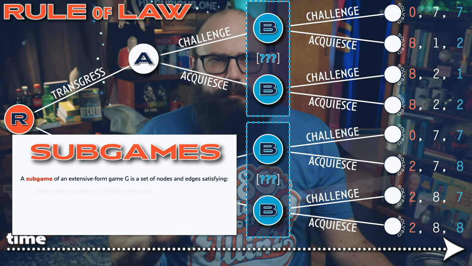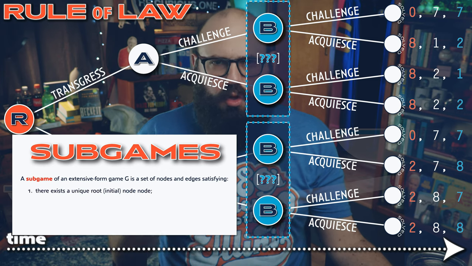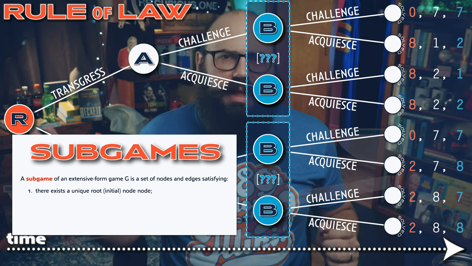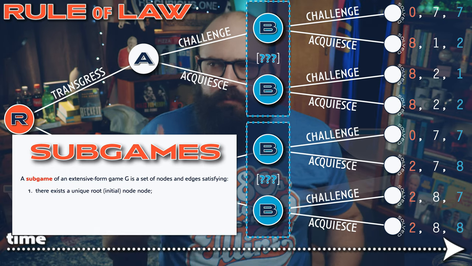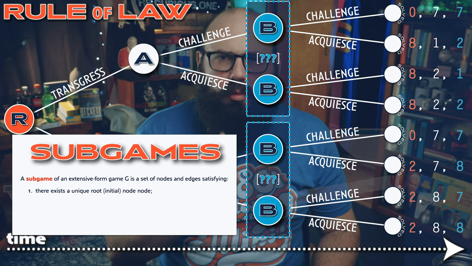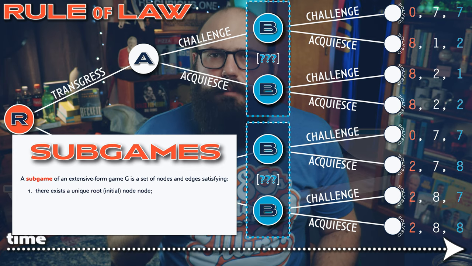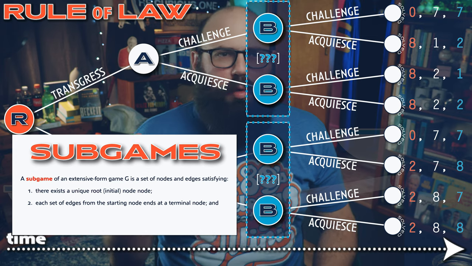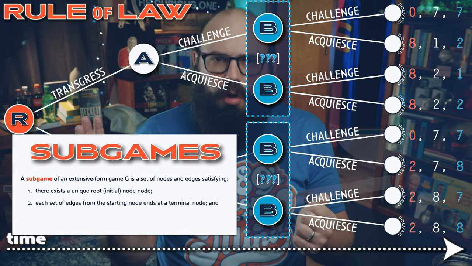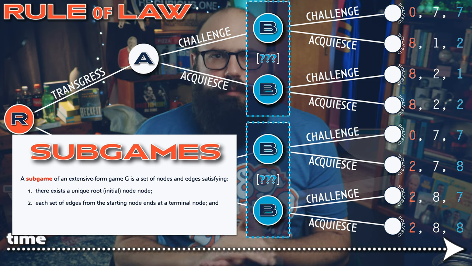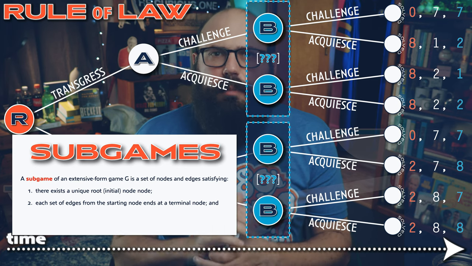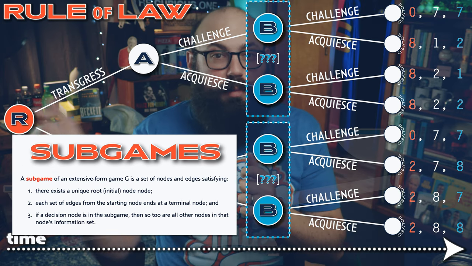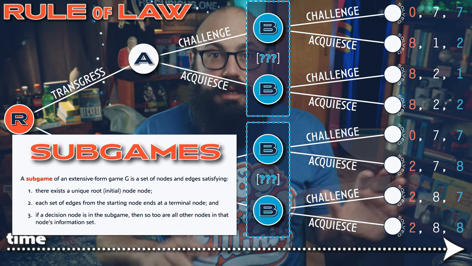1. A subgame must begin from a unique decision node. So we can't have a subgame with like 2 nodes at the top. A subgame has to have a unique starting point. That's rule 1. Rule 2. A subgame must end only in terminal nodes. You can't like have a subgame that goes from one decision node to another decision node. It has to go all the way. And rule 3, a subgame cannot tear apart information sets. If there's an information set, you can't have like part of it in the subgame and part of it not. The subgame has to contain all of a given information set.